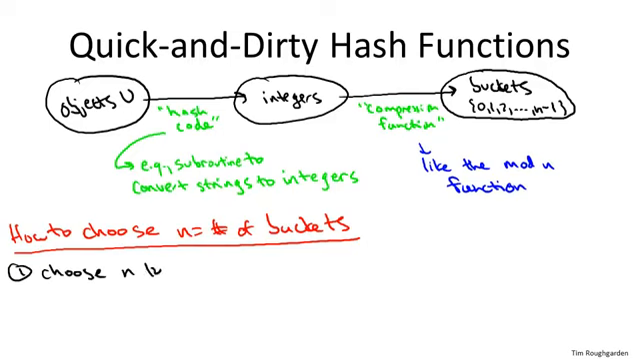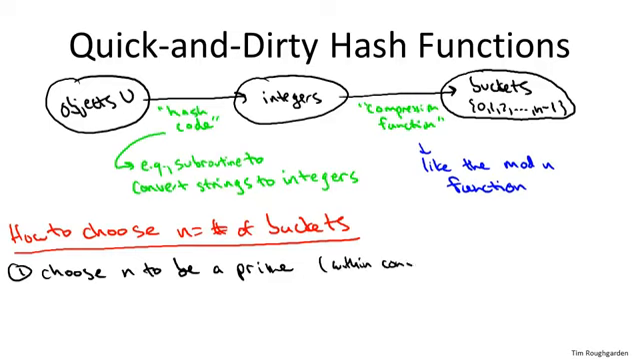So the upshot is you really want the number of buckets to not share any factors with the data that you're hashing. So how do you reduce the number of common factors? Well, you just make sure the number of buckets has very few factors, which means you should choose n to be a prime number, a number that has no non-trivial factors.